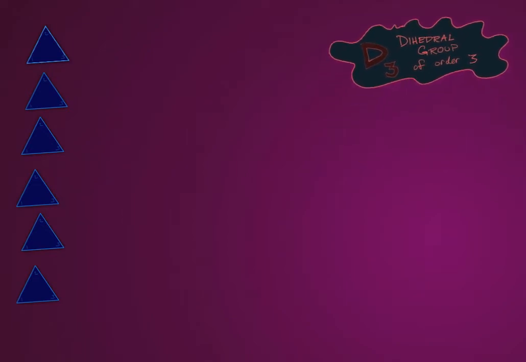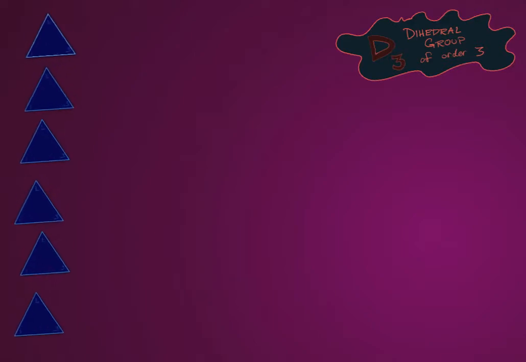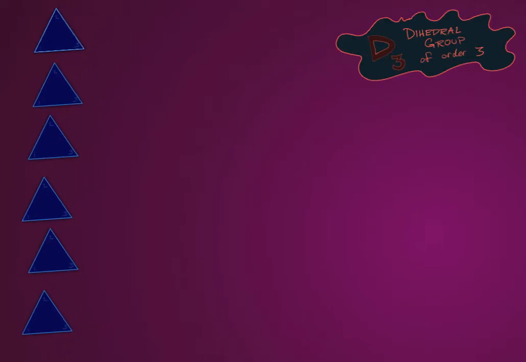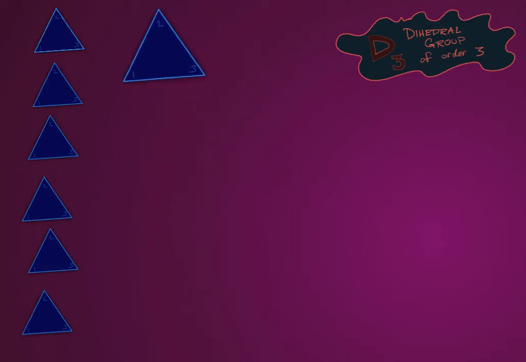Alright, I'm going to talk about D3 again a little bit, like we did in class today, and I just wanted to rewrite the notes before I did so. So remember that we have 6 total elements that live inside of D3. The first one is going to be just our identity element, and that's going to do nothing to that triangle.